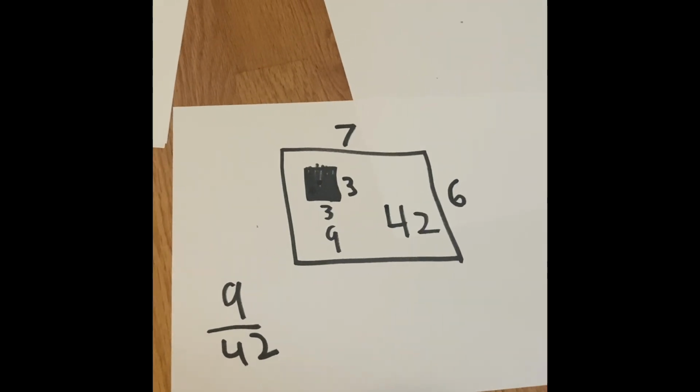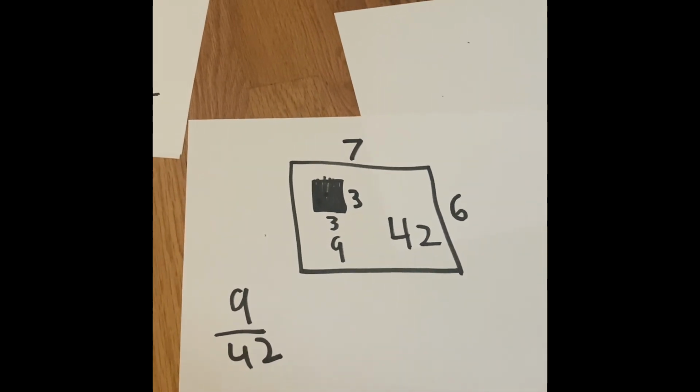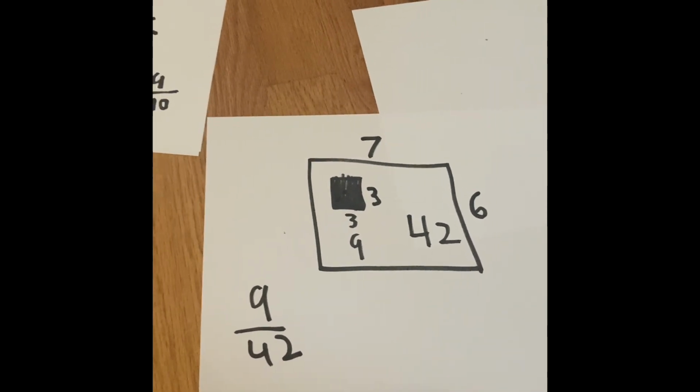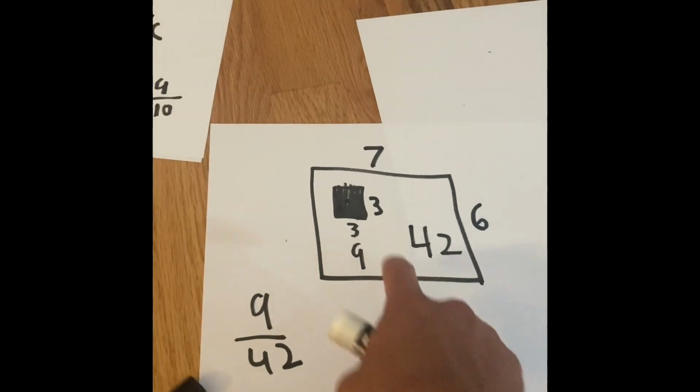We could also calculate that for probability as well. Finding the area of two objects and finding out what's the probability of hitting that shaded area.